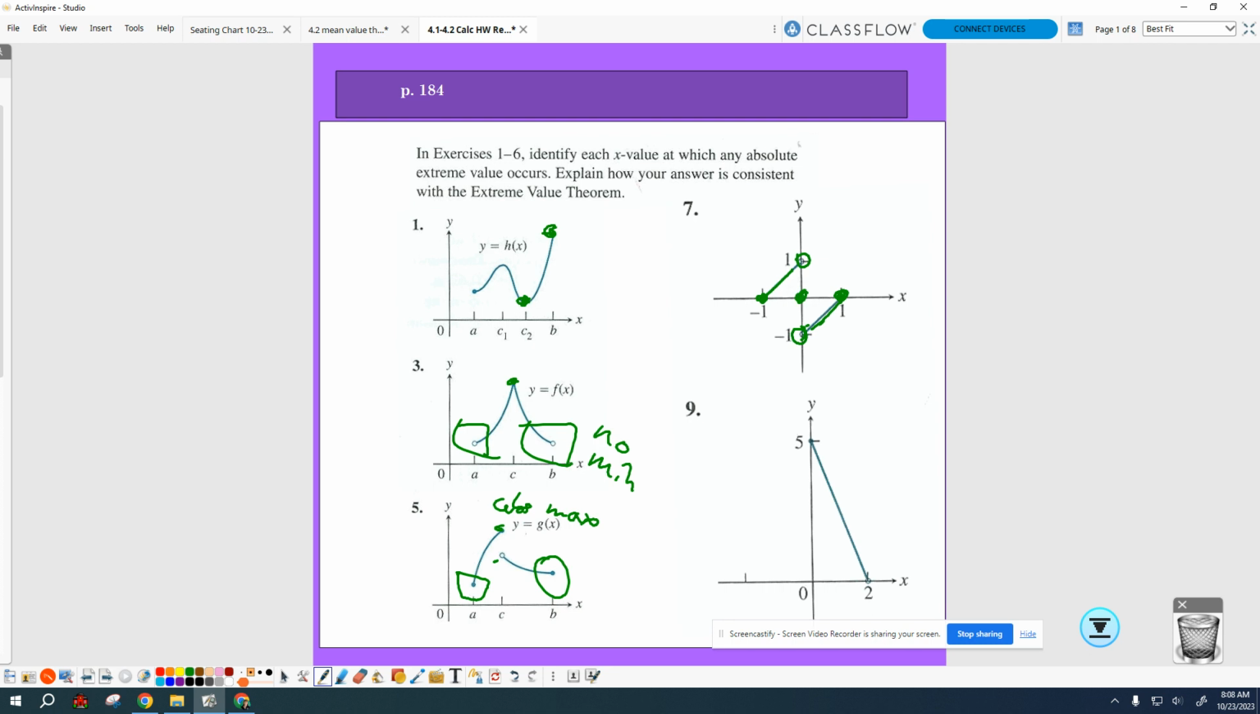What's that guy? Jasper, what's that guy? It's not anything. Okay, and this one open here, closed there. Absolute max of 5 at x equals 0. Absolute min, don't have one. Okay.